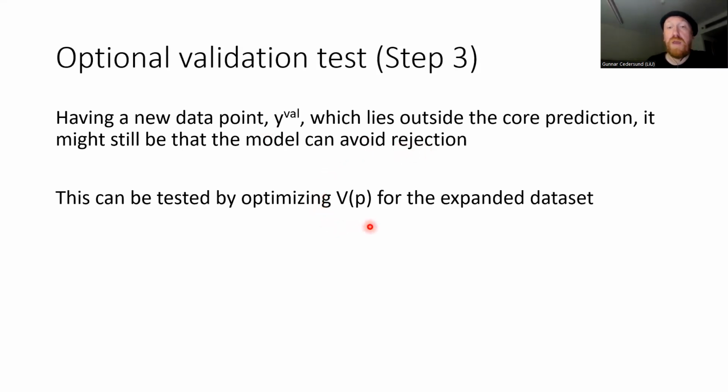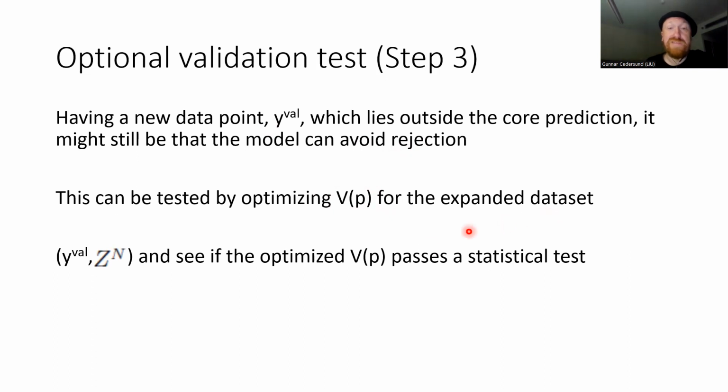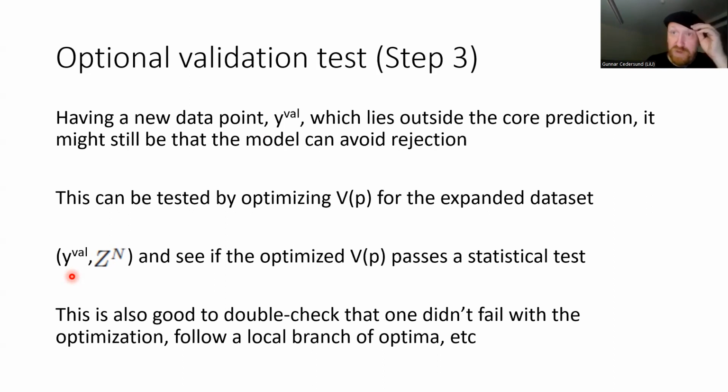So then you are simply optimizing the cost for this expanded data set, and you see, can you get an acceptable agreement with the data? So that's this cost function for this expanded data set where you added this data point that lies outside of the core prediction interval. Does that pass a statistical test? If it does not, then that's a confirmation that your intervals are good and that you didn't follow a local branch, you didn't get stuck in some local optima, you didn't fail with the optimization, and so on. So this is a validation step that you can add in the end if you want.